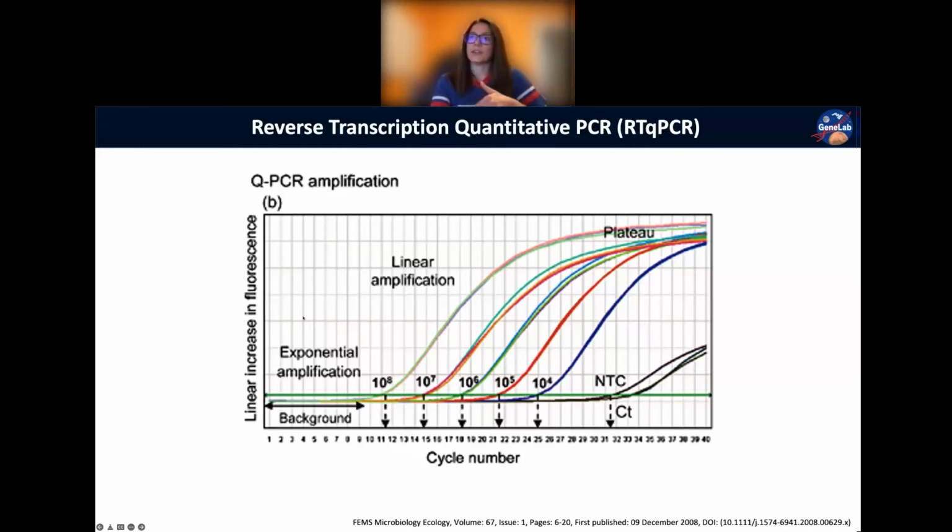And so now what you can do is pick a region or a level of fluorescence within this linear amplification phase. And you can say, okay, this sample here, it took 17 cycles to get to this fluorescence, whereas this sample here took 21 cycles. And now you can start to use that to see which sample had more starting material, or which sample had more of your gene of interest expressed or less.